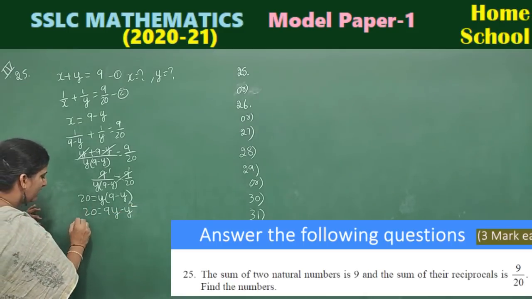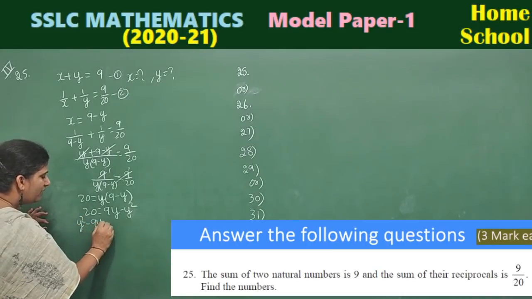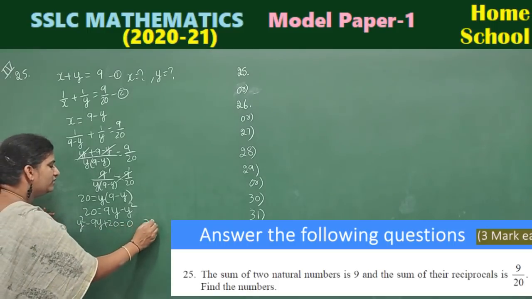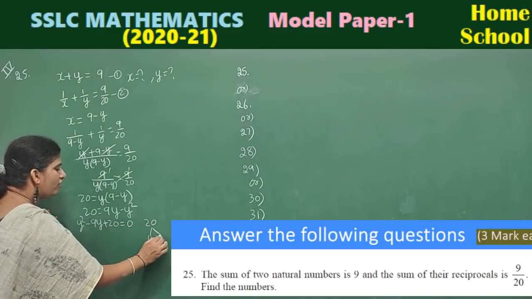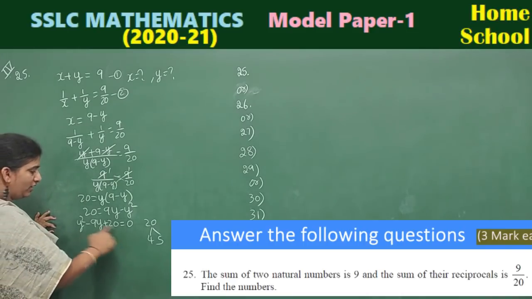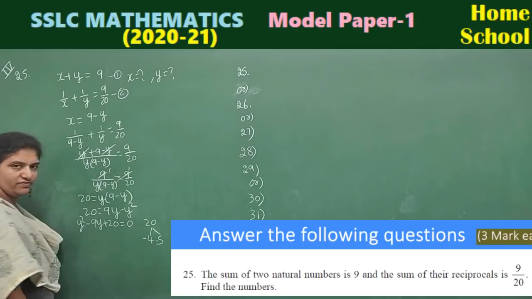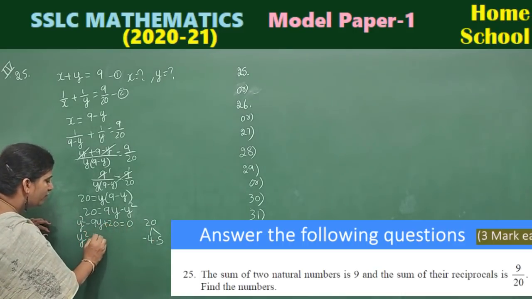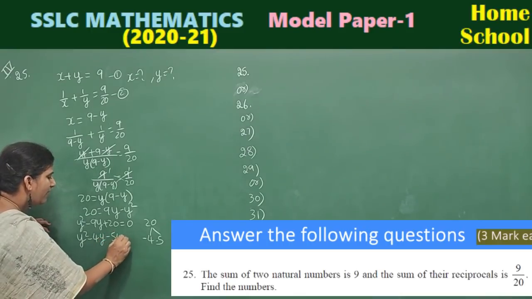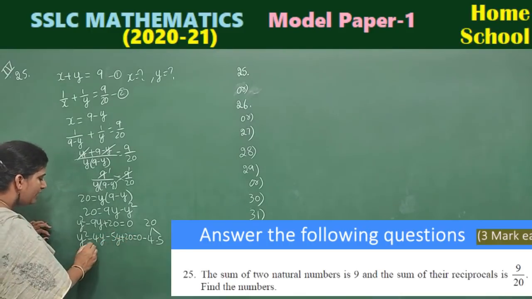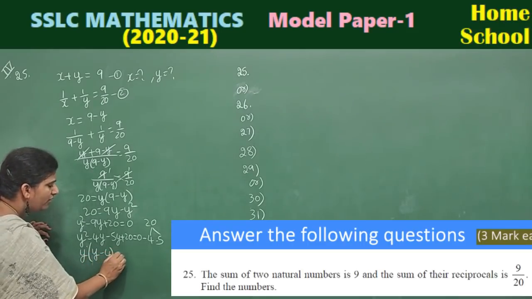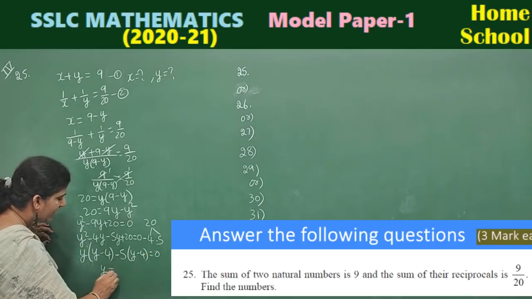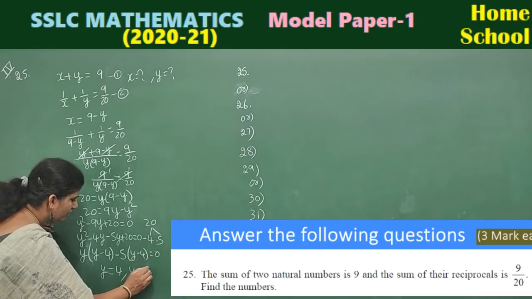Bring these two this side. y square minus 9y plus 20 equal to 0. 20 into 1, 20. Factorize this one. 4 5s are 20 and you should get minus 9. Minus 4, minus 5. Minus 4 into minus 5 will be plus 20. y square minus 4y minus 5y plus 20 equal to 0. Take out y common. y minus 4, minus 5 common. y minus 4 equal to 0. That is y is equal to 4 and y is equal to 5.